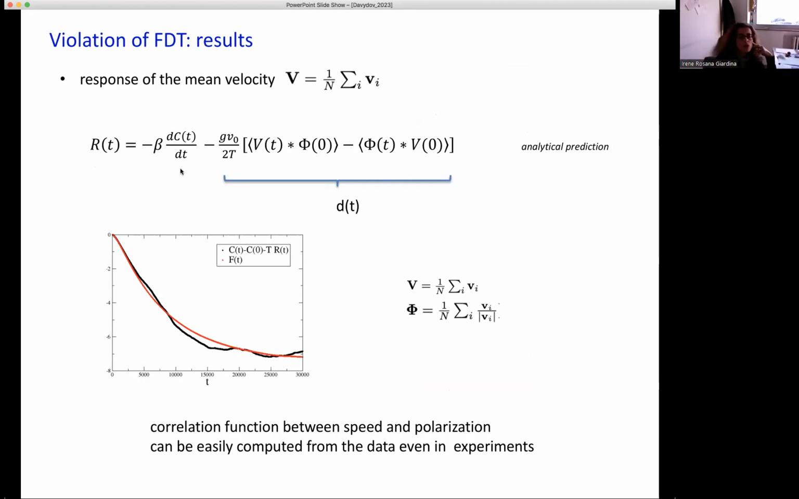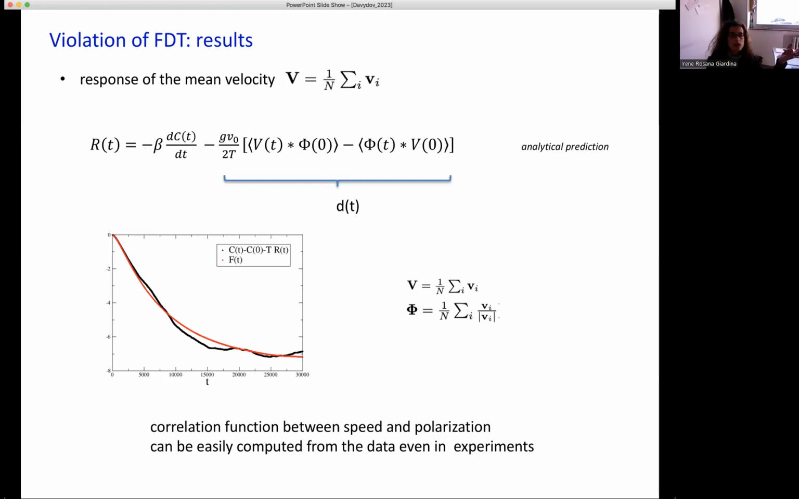So I can do some computations, and what I find is that the response behavior has this form here. There is the equilibrium part, and then there is the violation, okay? This violation turns out to be quite simple because it is another correlation function. This is not symmetric in time, and it is a correlation function between the polarization, the degree of alignment, and the velocity, okay? This is interesting for two reasons. The first reason is that we have a quantitative measure of the violation.